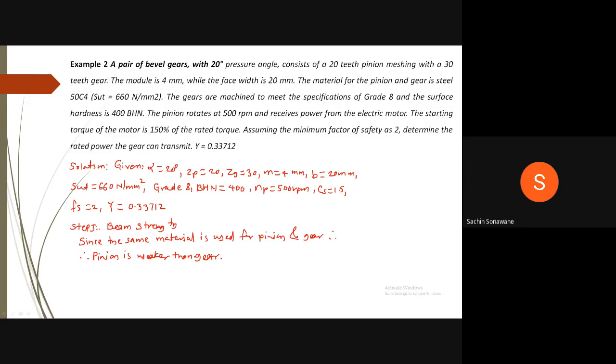Therefore, we will find out first of all tan gamma. Write down tan gamma, pitch angle of the pinion, is equal to ZP divided by ZG, which is equal to 20 divided by 30. What is the value of gamma?